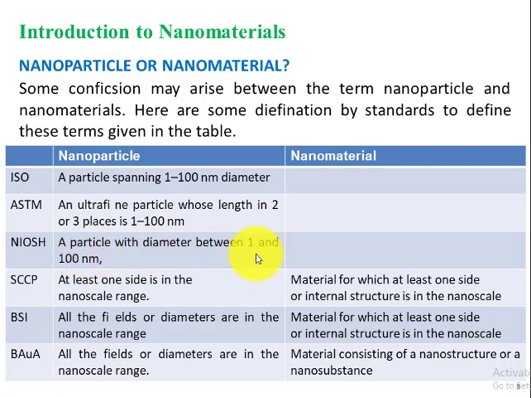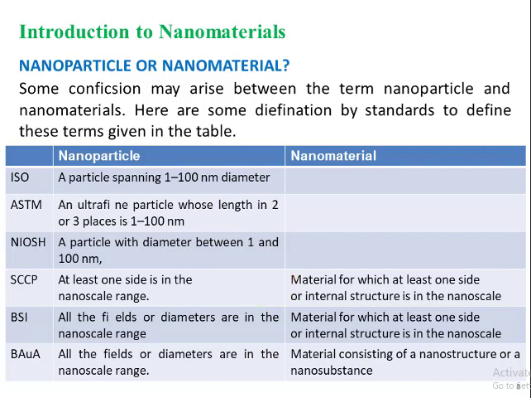A particle with diameter between 1 and 100 nanometer, at least one side is in the nanoscale range, and on the other hand, material for which at least one size or internal structure is in the nanoscale. Material consisting of a nanostructure or a nanosubstance. So all those particles or materials which are 1 to 100 nanometer or their one or more than one dimensions are in the range of 100 nanometer, they are called nanoparticles or nanomaterials.